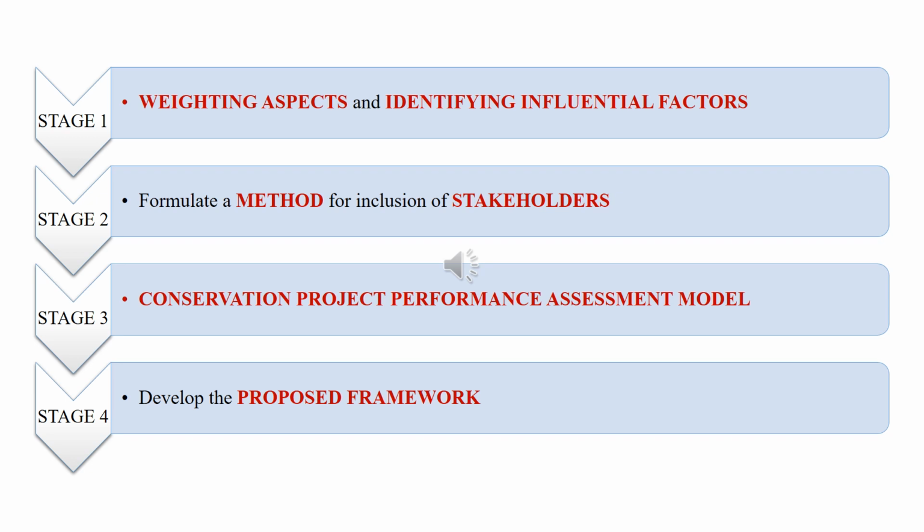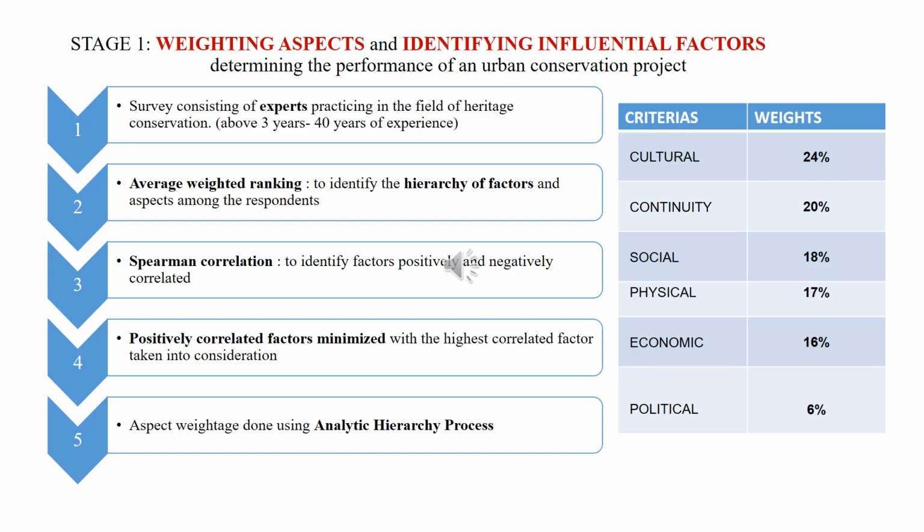And the fourth stage was to develop the proposed framework. Stage 1: weighting aspects and identifying influential factors determining the performance of an urban conservation project. So this consisted of 5 steps. The first step included identifying experts practicing in the field of heritage conservation. The second step consisted of using average weighted ranking to identify the hierarchy of factors among the respondents.